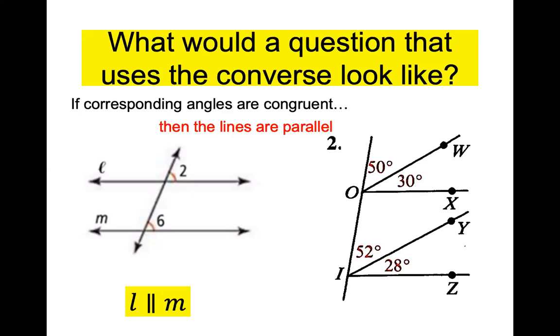If we ignore these two right here, can you see the two lines? Can you see the two angles? Are the angles the same? So are those two lines parallel? You've got to tell me, yes or no. They are not parallel.